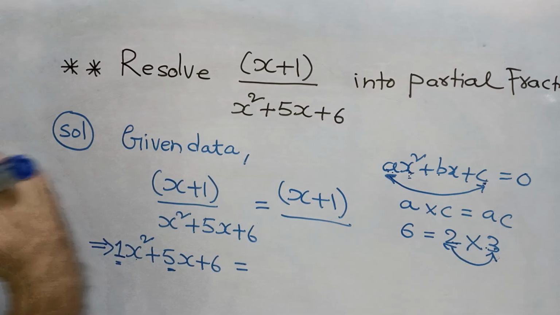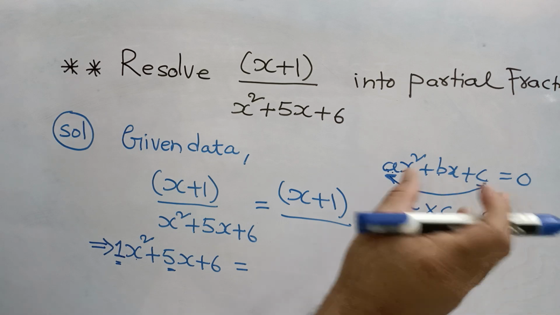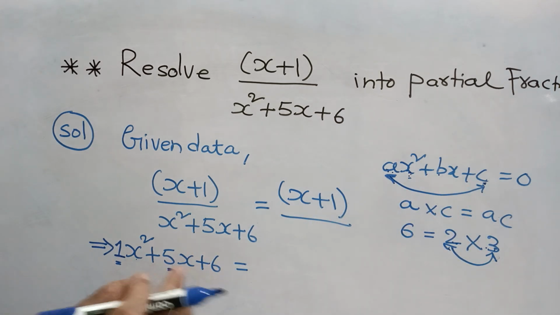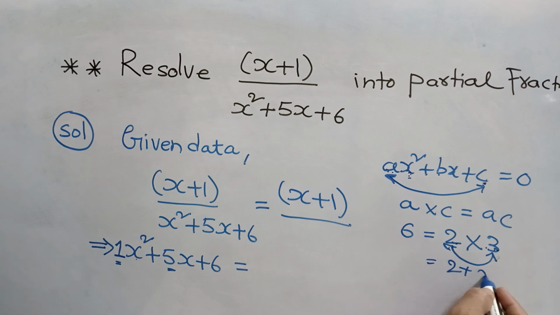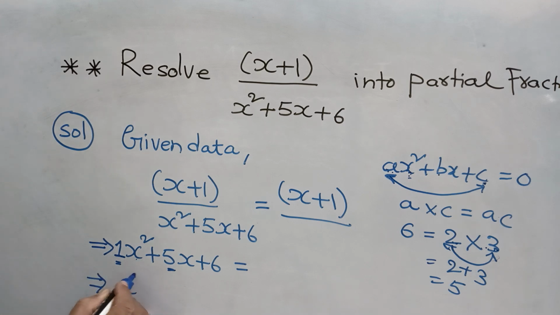3 2s are 6. Therefore, if you add these two numbers we should get the middle one. So 2 into 3, if you add 2 plus 3, how much? 2 plus 3 is nothing but 5. Therefore, I can write this as x square plus, for this 5x, I can write 2x plus 3x, plus 6. Any problem?